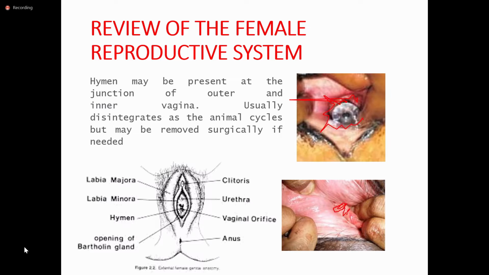Okay? And we also have this one. These are the structures of the hymen. And of course, in humans, the hymen can be perforated, torn. Okay.